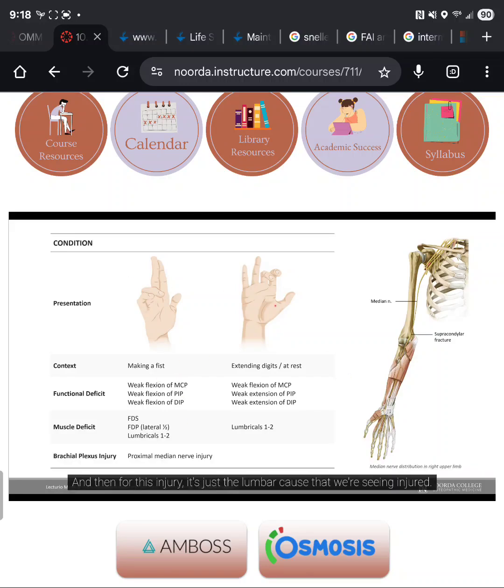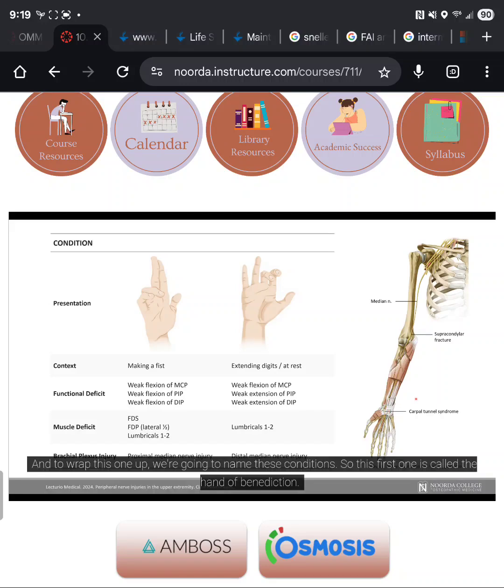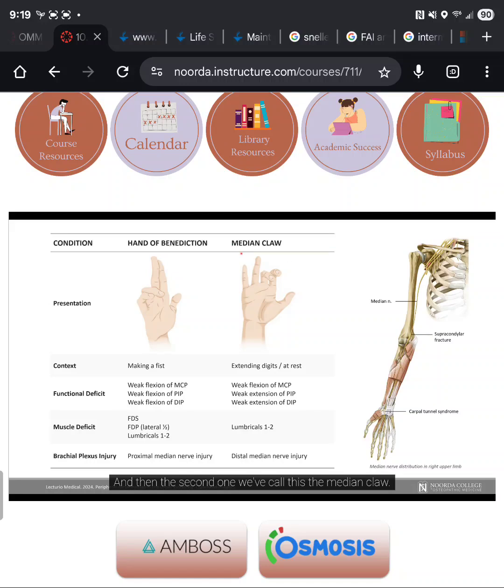And then for this injury, it's just the lumbricals that we're seeing injured, so most likely a distal median nerve injury, and where that can occur is as the median nerve passes through the carpal tunnel. And to wrap this one up, we're going to name these conditions. So this first one's called the hand of benediction, and then the second one we've called the median claw.